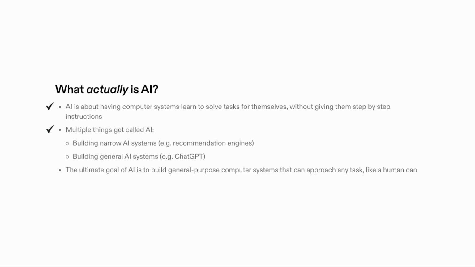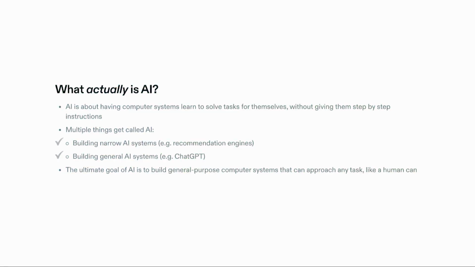You've got these 2 different things: building narrow AI systems like recommendation engines, which are just good at that one thing, recommending the next song, for example. Or you've got general AI systems which aim to be able to do lots of different tasks and be helpful in a number of different ways, like ChatGPT. Through history, we've really started with narrow AI systems and moved towards more and more general systems.